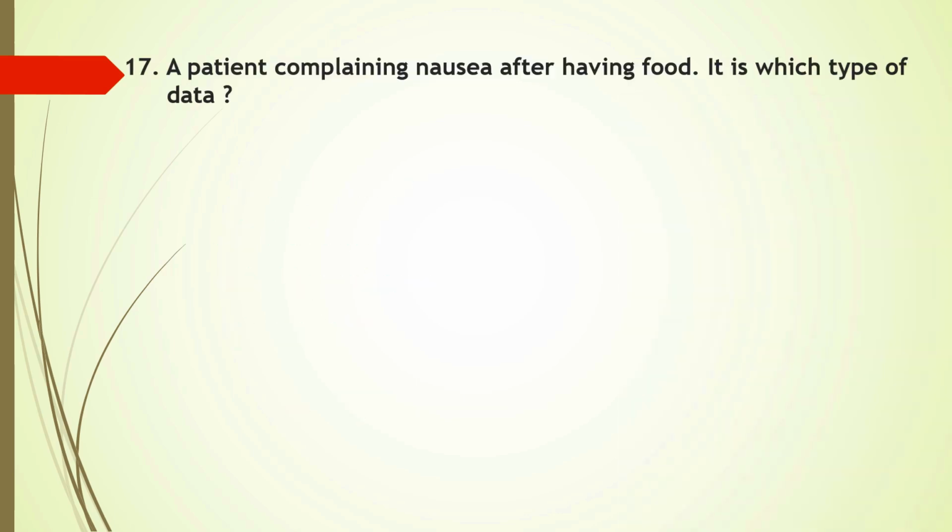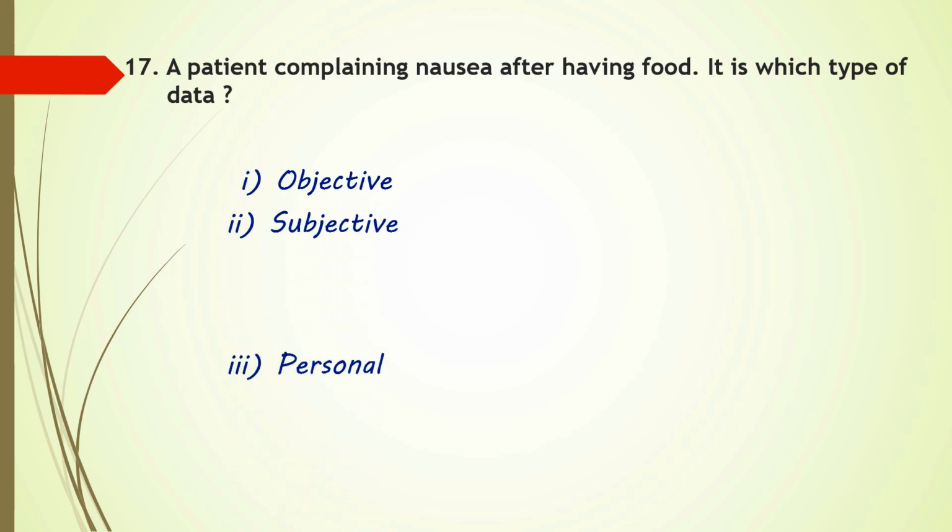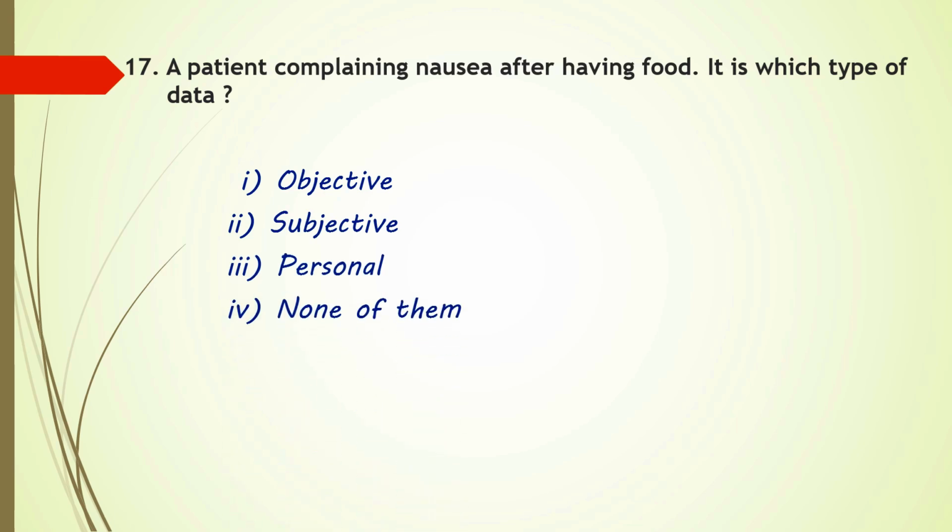Question number 17. A patient complaining of nausea after having food. It is which type of data? Options are objective, subjective, personal, or option 4 none of the above. Yes, you are absolutely right. Nausea is classified as subjective data because it is an internal self-reported sensation that cannot be directly observed, measured, or proven by a healthcare professional. So option 2 is the correct answer.